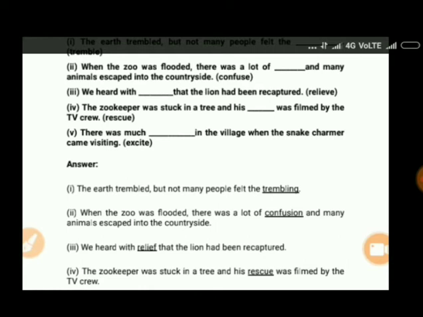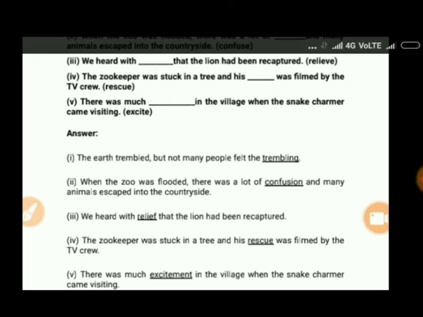The zookeeper was stuck in a tree and his rescue. Both rescues can be used as verb or noun, okay. Rescue was filmed by the TV crew. Next, there was much excitement, okay, abstract noun, in the village when the snake charmer came visiting.